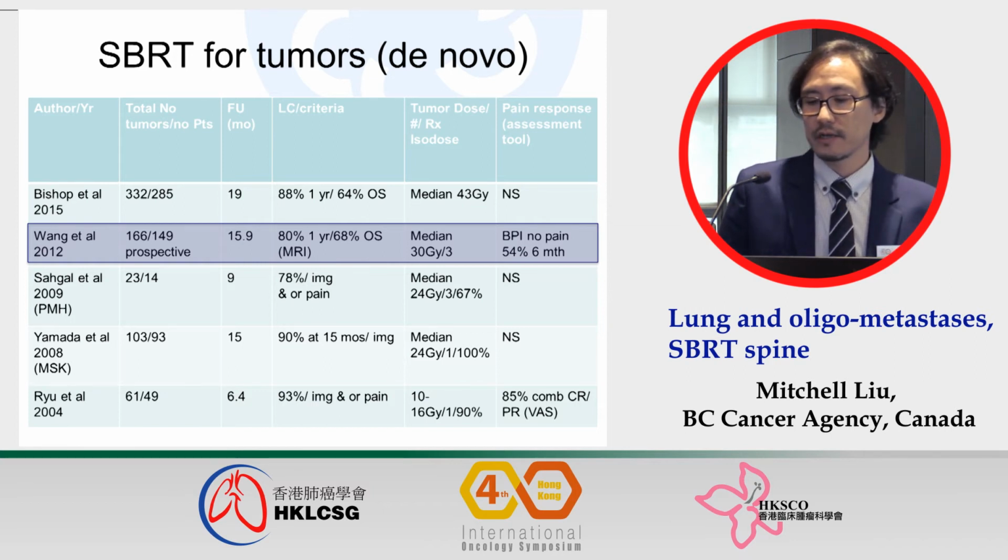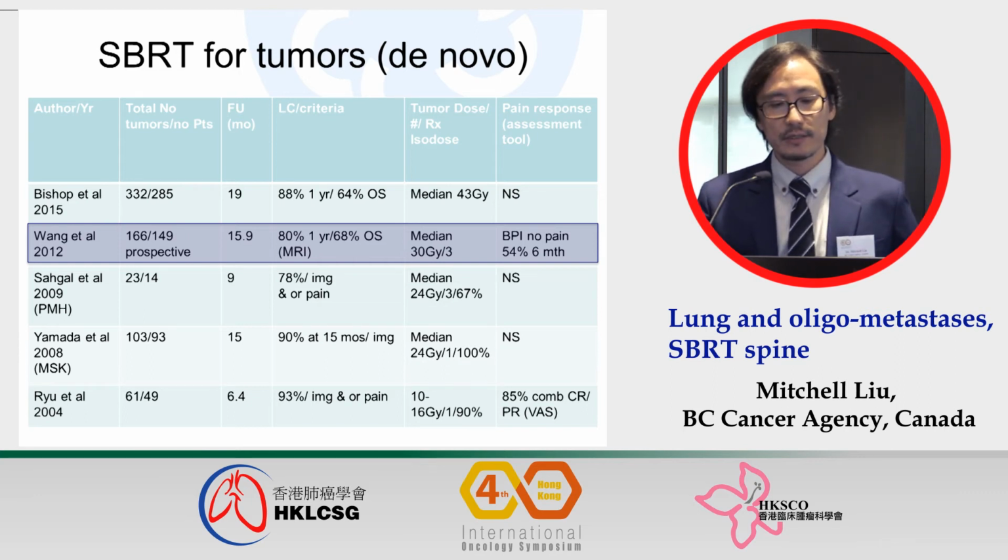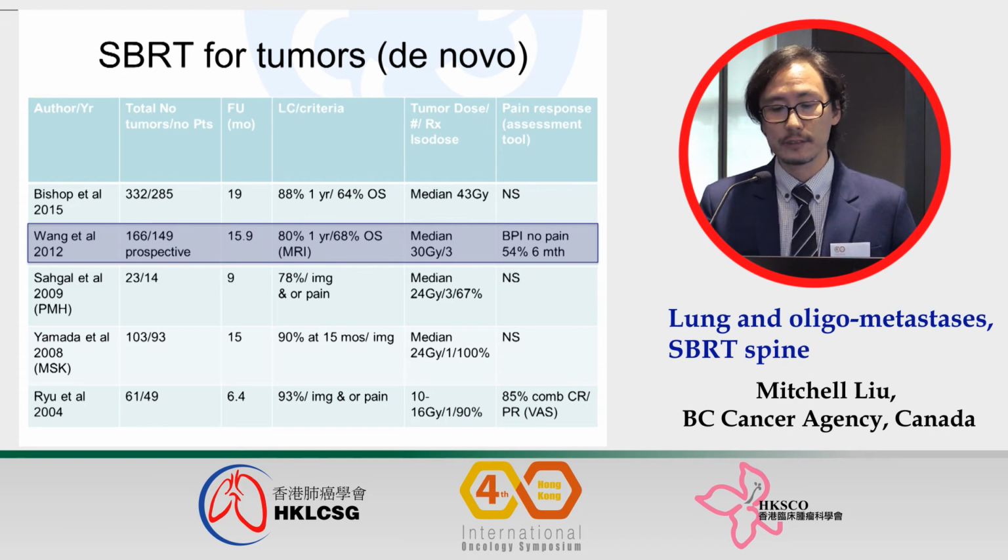Spine SBRT treatment has been used in a couple of scenarios. It could be de novo treatment, and these investigators have used spine SBRT as an upfront treatment. In the studies, they noticed that the local control is up to 80 to 90%, the complete response rate can be up to 50%, and the overall response rate is in the range of 80 to 90%.